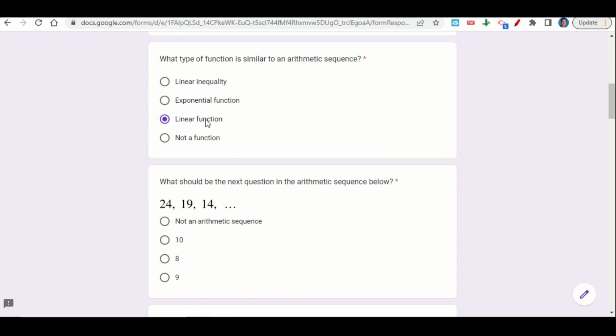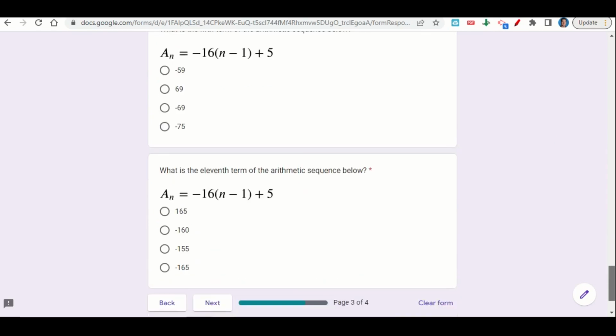Next one, what should be the next term in the arithmetic sequence below? We have 24, 19, 14. Well, we can see we're going down by 5 each time. So 14 minus 5 is 9. So we'll go ahead and put that as our answer. And we'll continue to answer these questions all the way until we get to the end of the assignment.